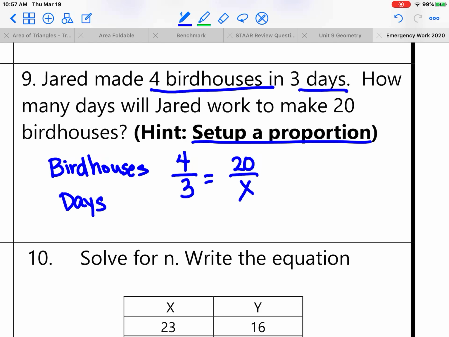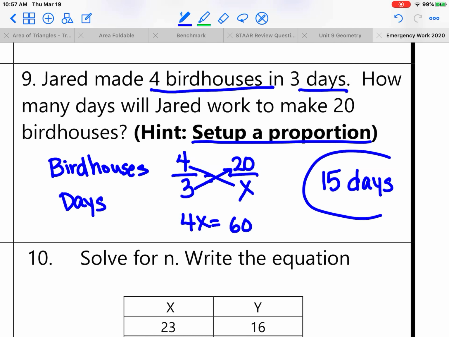Butterfly, multiply, divide by the lonely guy, right? 3 times 20 is 60. 4 times x is 4x. So now we have the equation to solve. 4x equals 60. If you divide 60 by 4, my friends, you get 15. It will take him 15 days. Circle your answer. Show all your work.